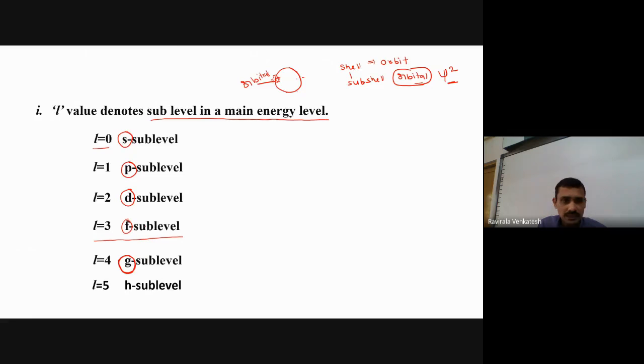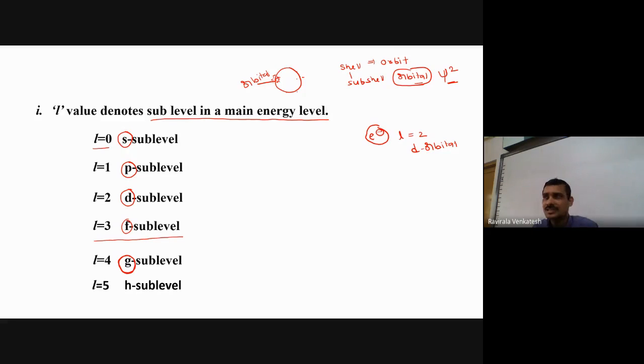Now, what I mean to say is, for example, if an electron's l value is 2, that is, if the electron has l equal to 2, what is the meaning of that? This electron is present in the d orbital. You can say it like this, isn't it?